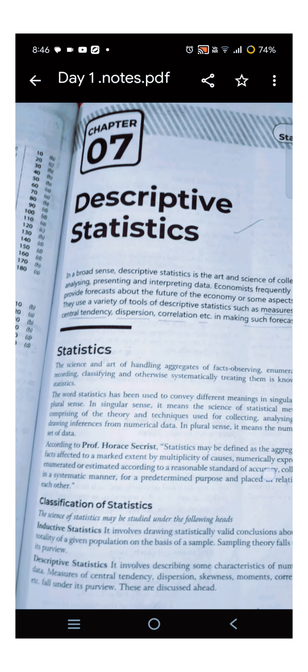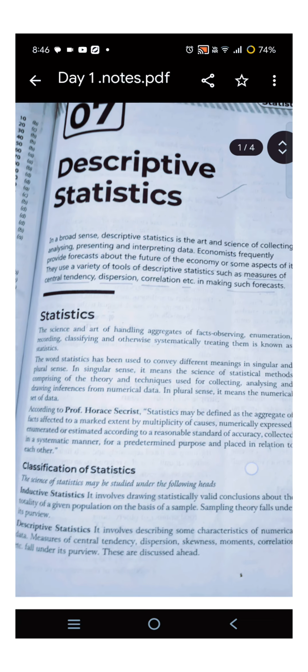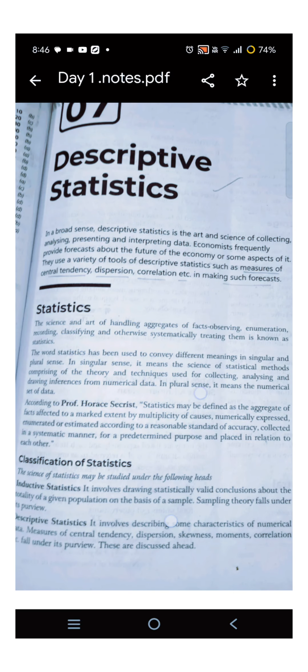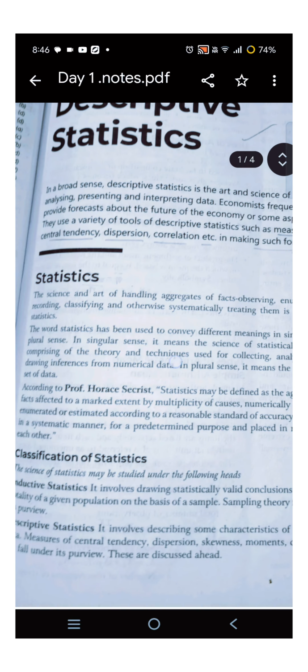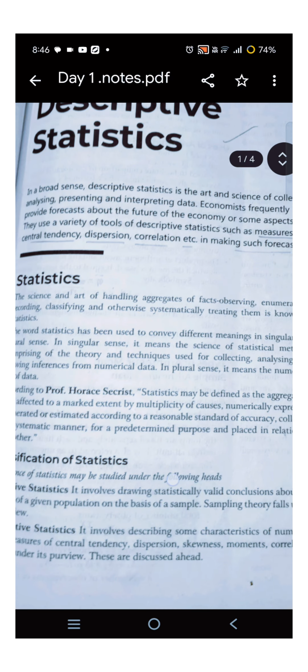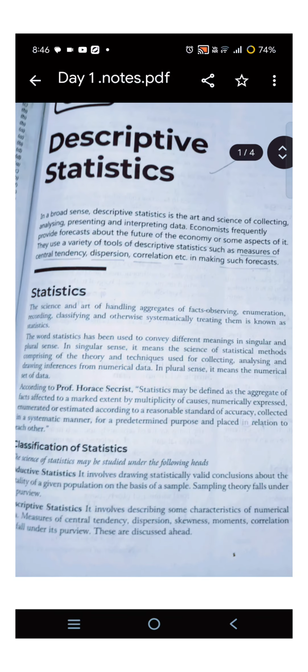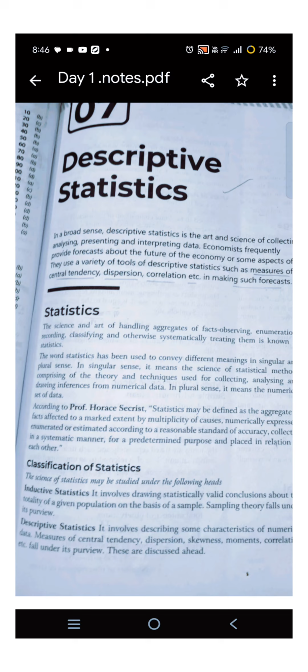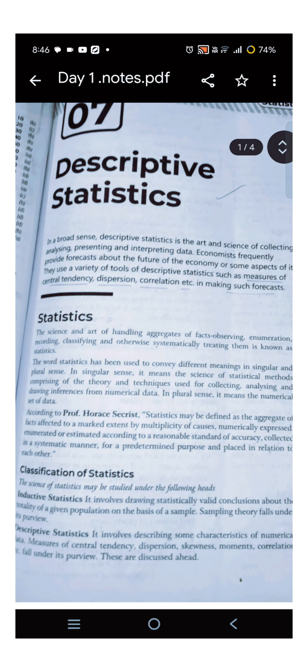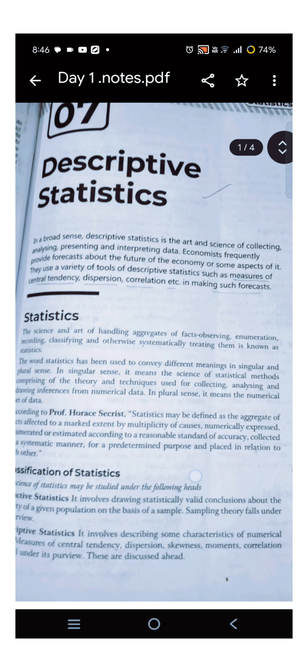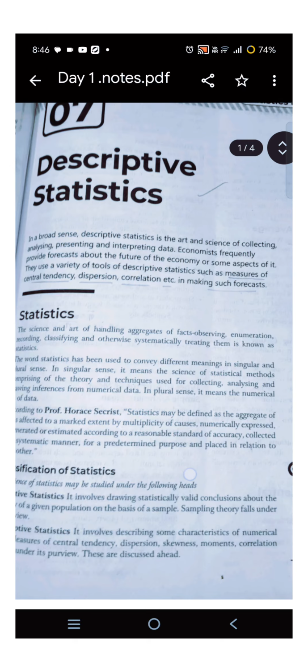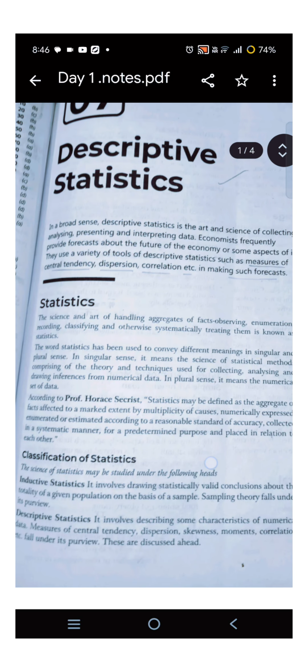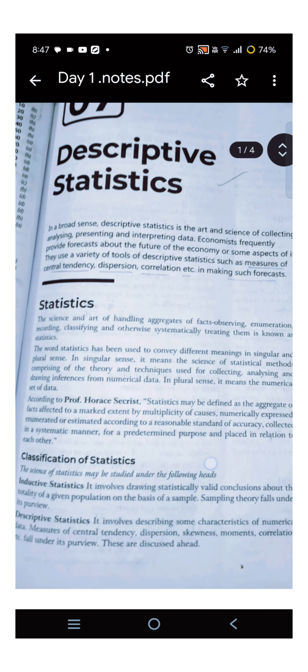and drawing inferences from the numerical data. In the plural sense, it means the numerical set of data. According to Professor Horace Secrist, okay, just underline that, statistics may be defined as the aggregate of facts affected to a marked extent by a multiplicity of causes, numerically expressed, enumerated or estimated according to a reasonable standard of accuracy, collected in a systematic manner for a predetermined purpose and placed in relation to each other. It's very simple.